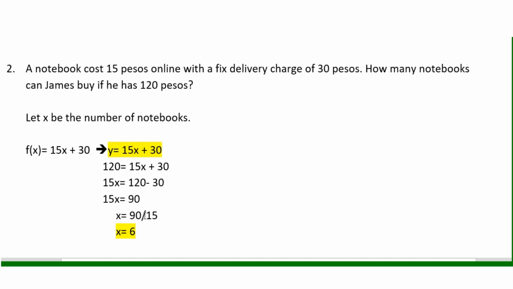And then 90 divided by 15, we have 6. So we have 6 notebooks that we can buy if we have 120. So James was able to buy 6 notebooks online.